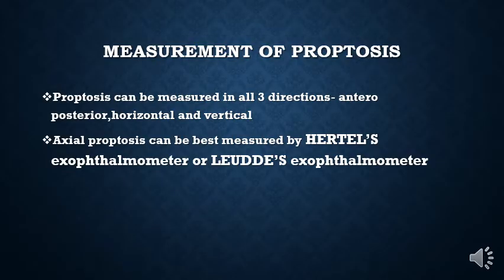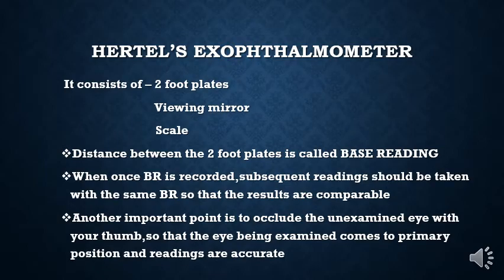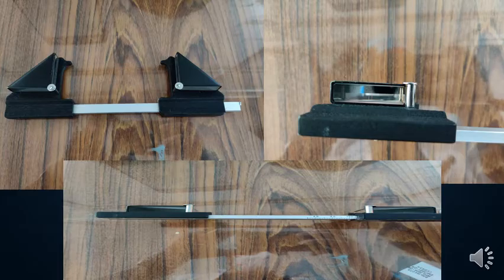So, measurement of proptosis. Proptosis can be measured in all three directions: anteroposterior, horizontal and vertical. Axial proptosis can be best measured by Hertel's exophthalmometer or Luedde exophthalmometer. So now coming to the Hertel's exophthalmometer. This is a picture showing the Hertel's exophthalmometer of our oculoplasty department. It consists of two foot plates. The right one is the fixed foot plate and the left one is the sliding foot plate, and it also consists of a viewing mirror and the scale inside it.